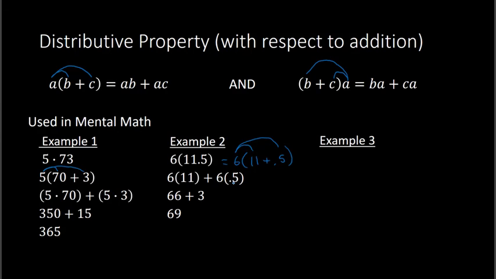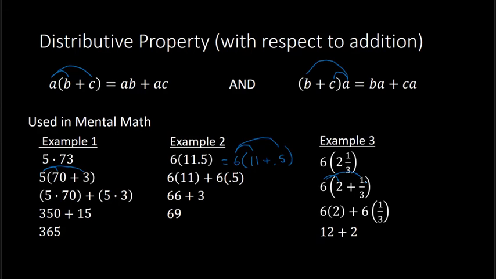One more example. We have 6 times 2 and 1/3. I can think of the 2 and 1/3 as 2 plus 1/3, and then distribute. 6 times 2 is 12, and 6 times 1/3 is 1/3 of 6, which is 6 divided by 3, which equals 2. So I have 12 plus 2, which is 14.